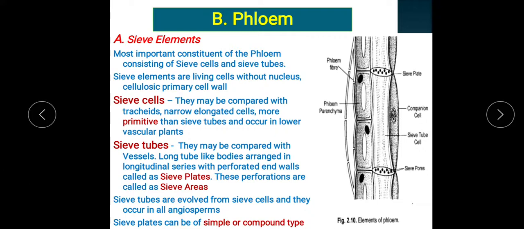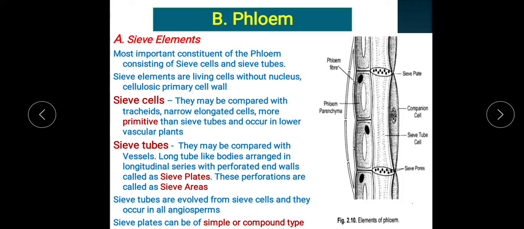First of all, we will see the sieve elements. In phloem, the sieve elements are the most important constituent, consisting of the sieve cells and the sieve tubes. Sieve elements are living cells without a nucleus, having a cellulosic primary cell wall. So they have only the primary cell wall, which is cellulosic, and they are without a nucleus.